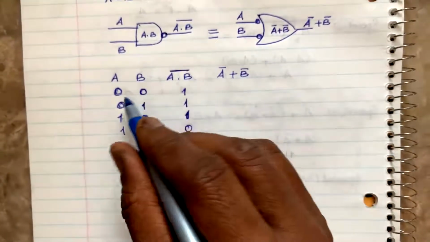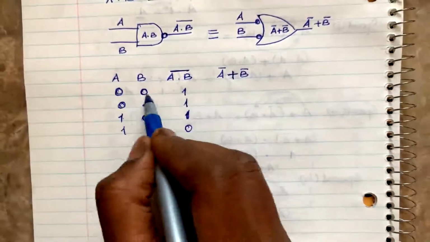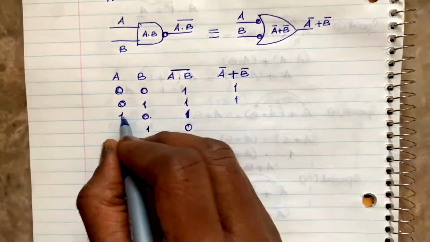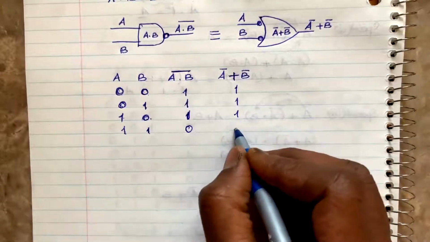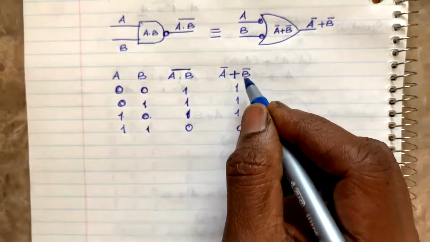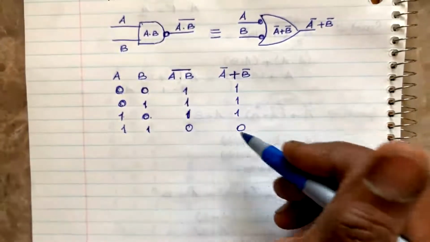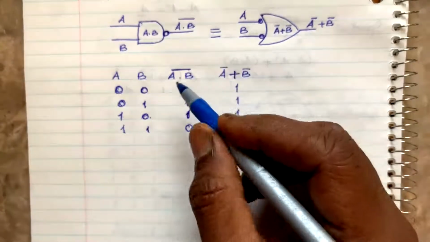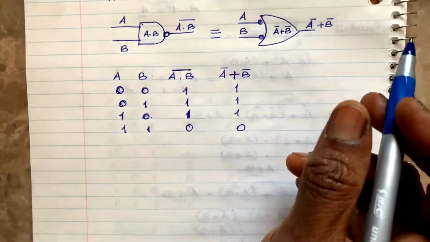Now A bar plus B bar, I'm going to read A and B opposite and I'm going to add them. So 1 plus 1 is 1, 1 plus 0 is 1, 0 plus 1 is 1, 0 plus 0 is 0. Now they both are matching. The A bar plus B bar column and the A dot B the whole bar column are all the same. So we say that the law is proved. De Morgan's law, A dot B the whole bar is A bar plus B bar, is proved.